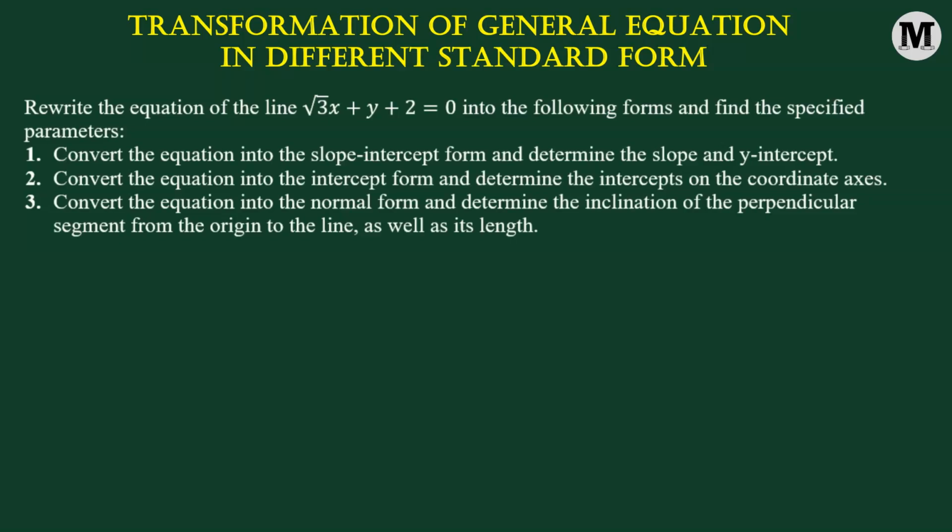Rewrite the equation of the line square root of 3x plus y plus 2 equals 0 into the following forms and find the specified parameters. Let's begin with the first one.